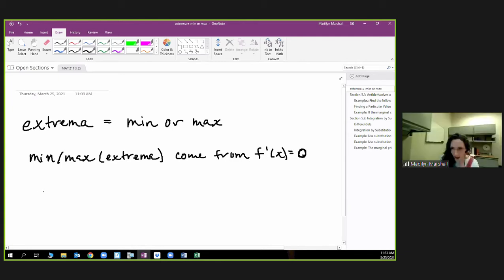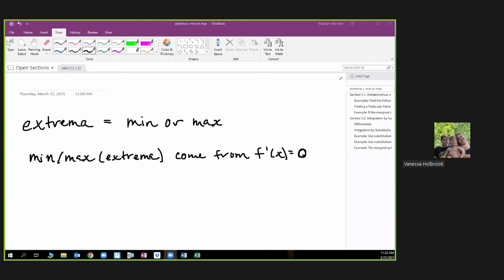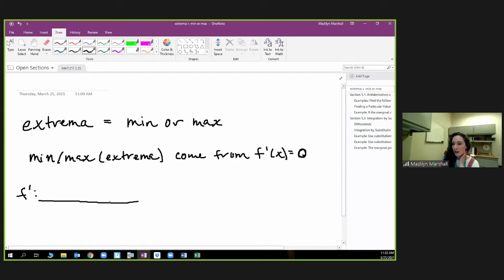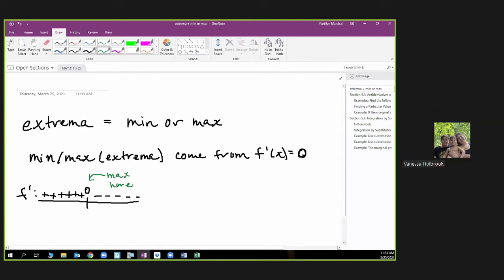You can use the second derivative test to decide whether we're seeing a minimum or a maximum. But if we know a sign chart of the first derivative and we have some x value where the first derivative is 0, and we know it's positive on this side and negative on this side, that automatically tells us that we have a maximum here. So we don't need the second derivative to find any extrema.